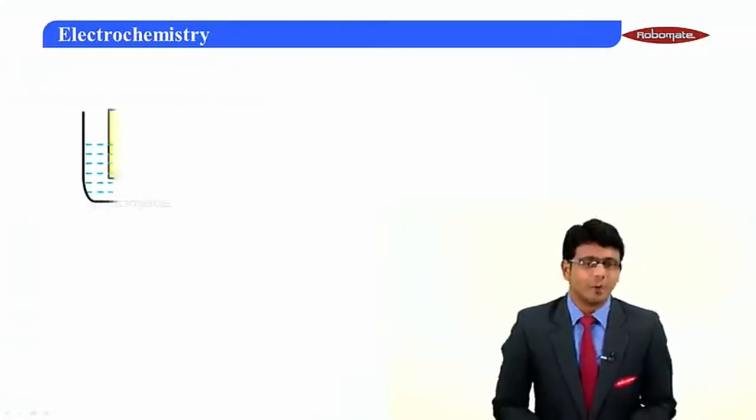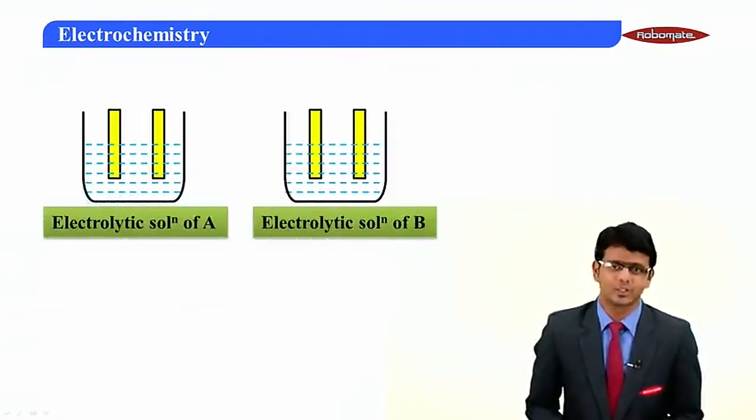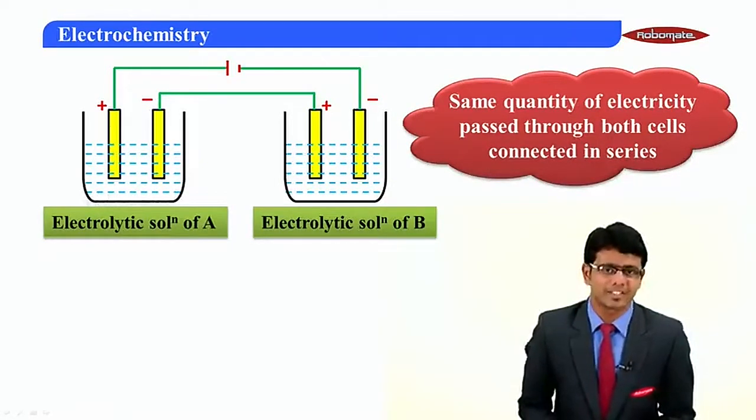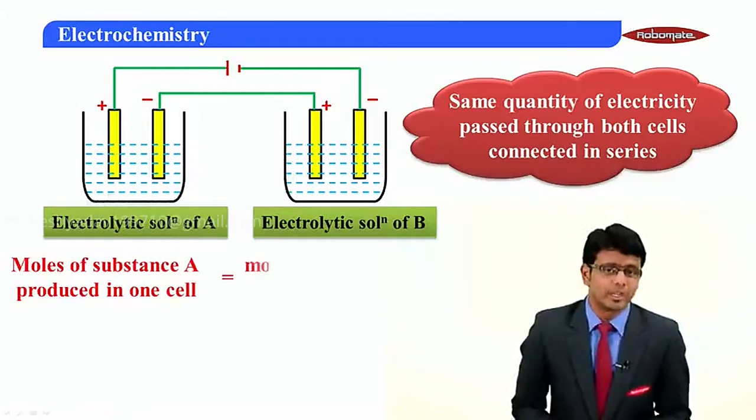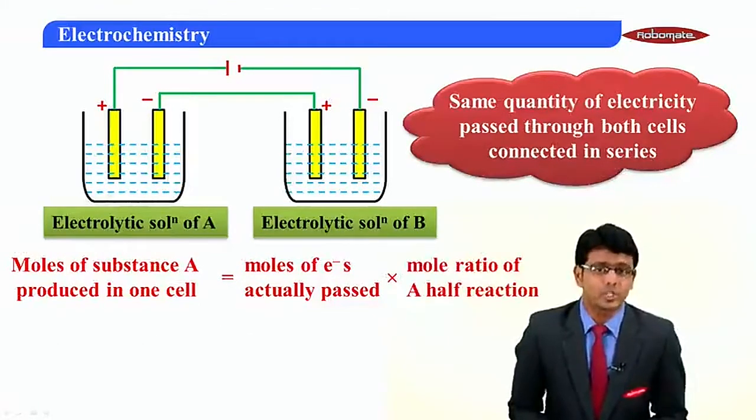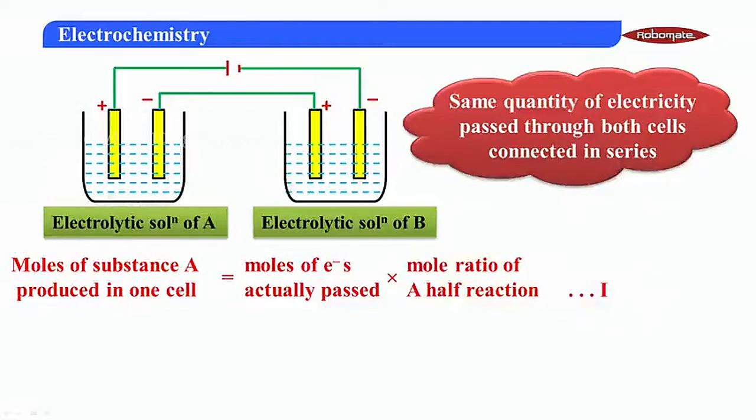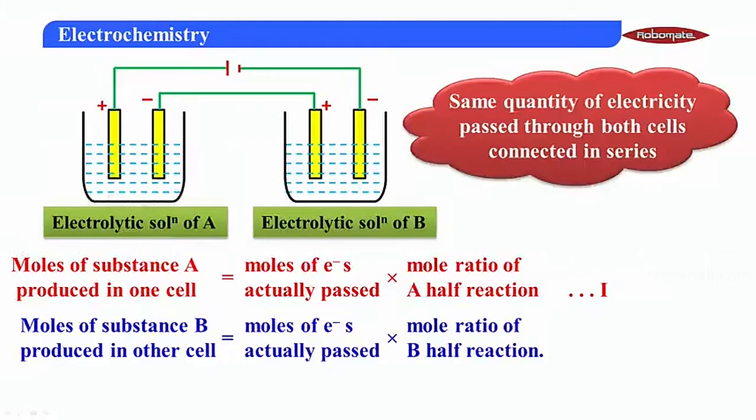Okay. So now let us consider one general example. You have an electrolytic solution of A. Here you have an electrolytic solution of B. They are connected in series. That is, the same quantity of electricity is passed. Therefore, moles of substance A which is produced in one cell is nothing but moles of electrons actually passed multiplied by the mole ratio of the A half reaction. Let us put this as equation number 1. Moles of substance B produced in another cell will be moles of electrons actually passed multiplied by the mole ratio of the B half reaction. We put it as equation number 2, right?